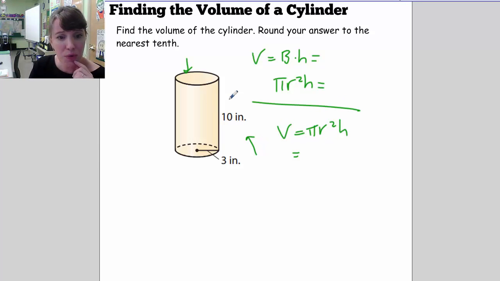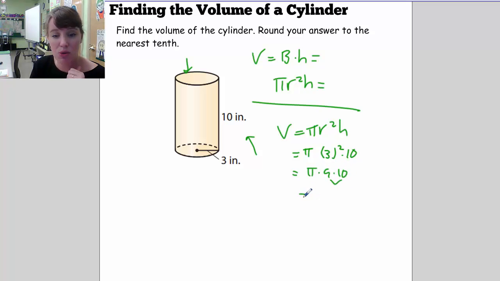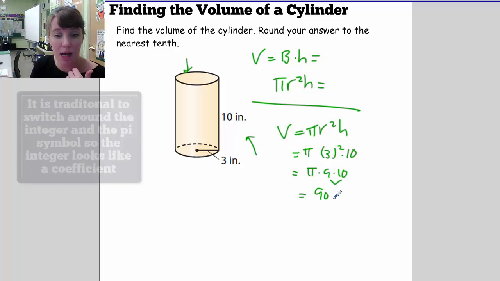Okay, so for us the radius is 3 and the height is 10, so I want to say pi times 3 squared times 10. Notice the 3 is the base of the exponent here. It's not 3 times 10. So what's going to happen here with the calculation is this is pi times 9 times 10. So pi times 9 times 10, and if I multiplied those two together, I would get 90 times pi.